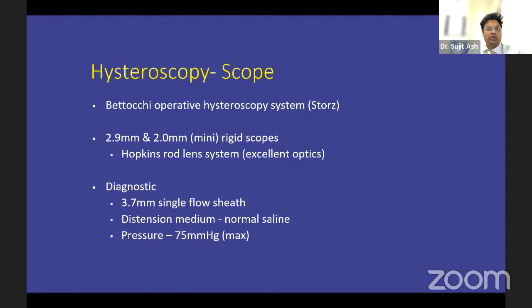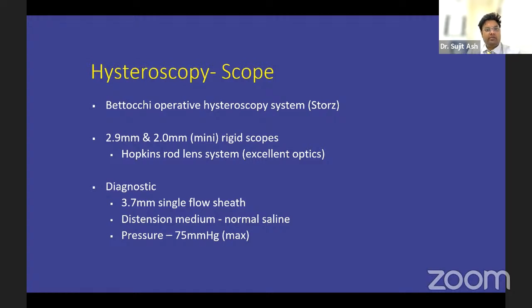You can do it with two types of scopes. One is the Bettocchi scope, which is the in thing nowadays, because it's a very small scope. It's only 2.9 millimeters and it has very excellent optics. So this is one company which is manufacturing the Bettocchi scope. And adding the sheath, or the covering around the hysteroscope, it comes to a diameter of only around 3.7 millimeters. The distension media can be normal saline, and the pressure that you have to maintain is 75 millimeters of mercury.